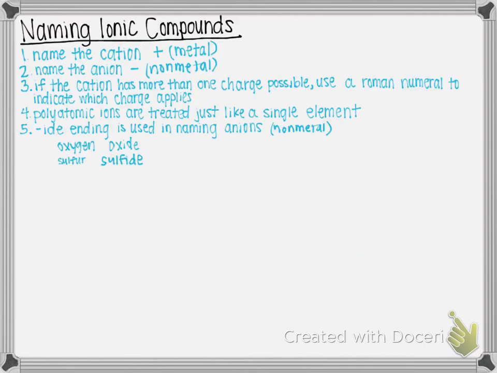To show you an example of polyatomics, make a note here that you do not change the endings. And what I mean by that is you do not change the ending to "-ide." If you had ammonium, which is NH4 with a +1 charge, and phosphate, which is PO4 with a -3 charge.